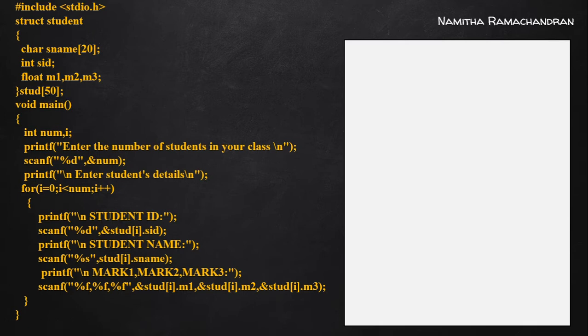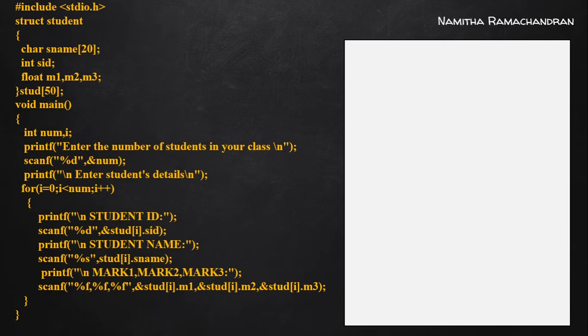Based on the indexing value, we can represent these 50 student variables like stud of 0, stud of 1, stud of 2 up to stud of 49, or if the indexing starts from 1, then the variables become stud of 1, stud of 2 up to stud of 50. So here we have declared a total of 50 student structure variables.